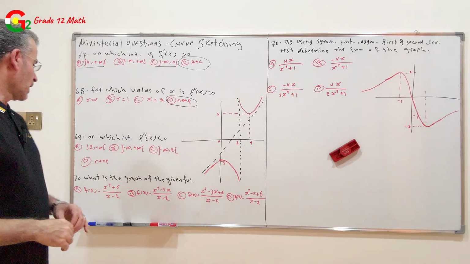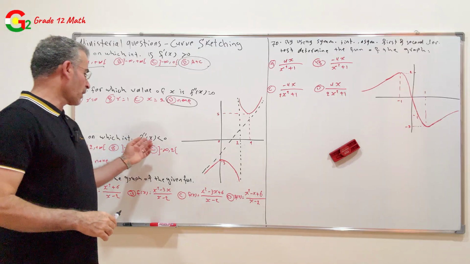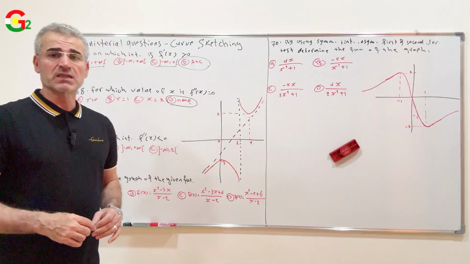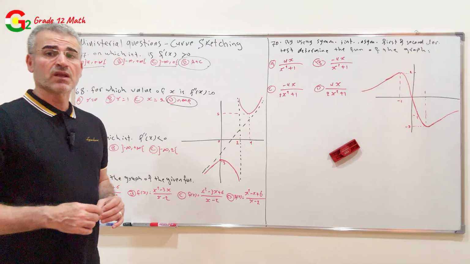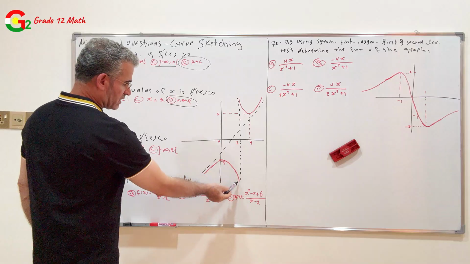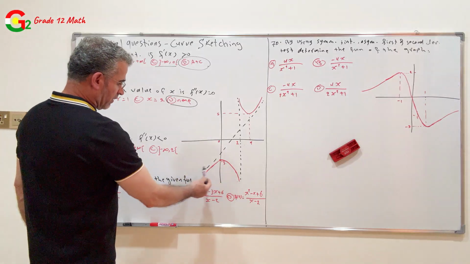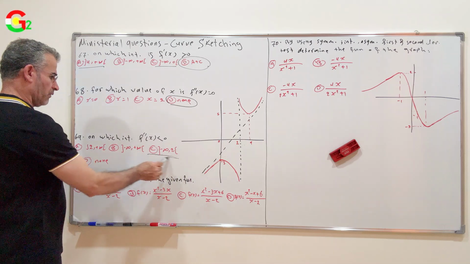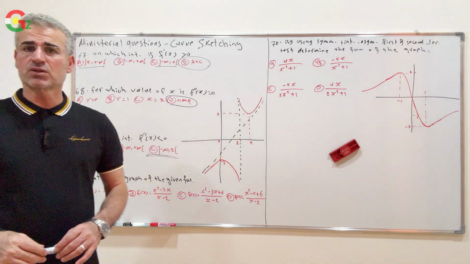Question number 69, on which interval is f double prime of x less than 0? F double prime of x is less than 0 when the graph of the function is concave down. The graph of the function is concave down on the interval from negative infinity to 2. Negative infinity to 2 is the right choice, C.